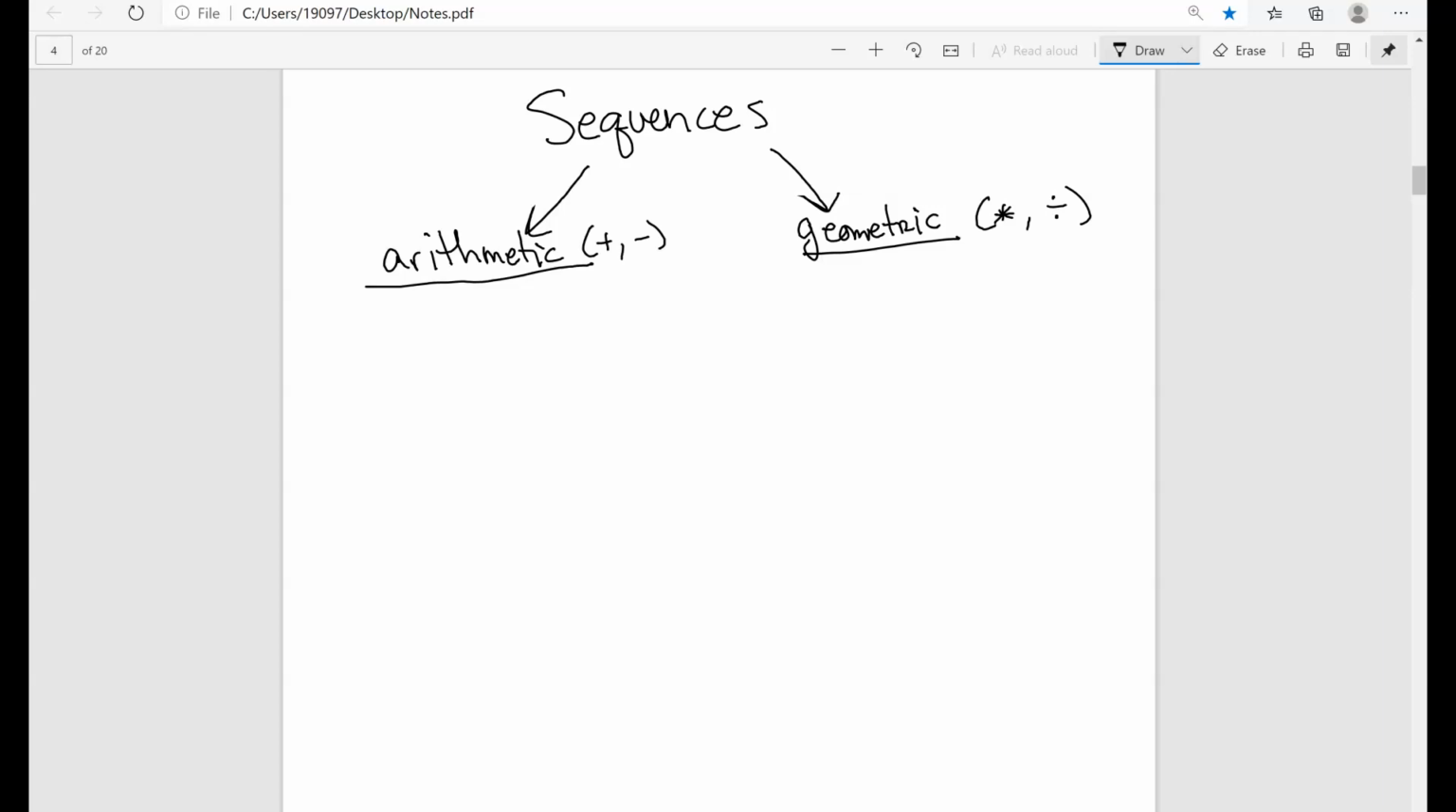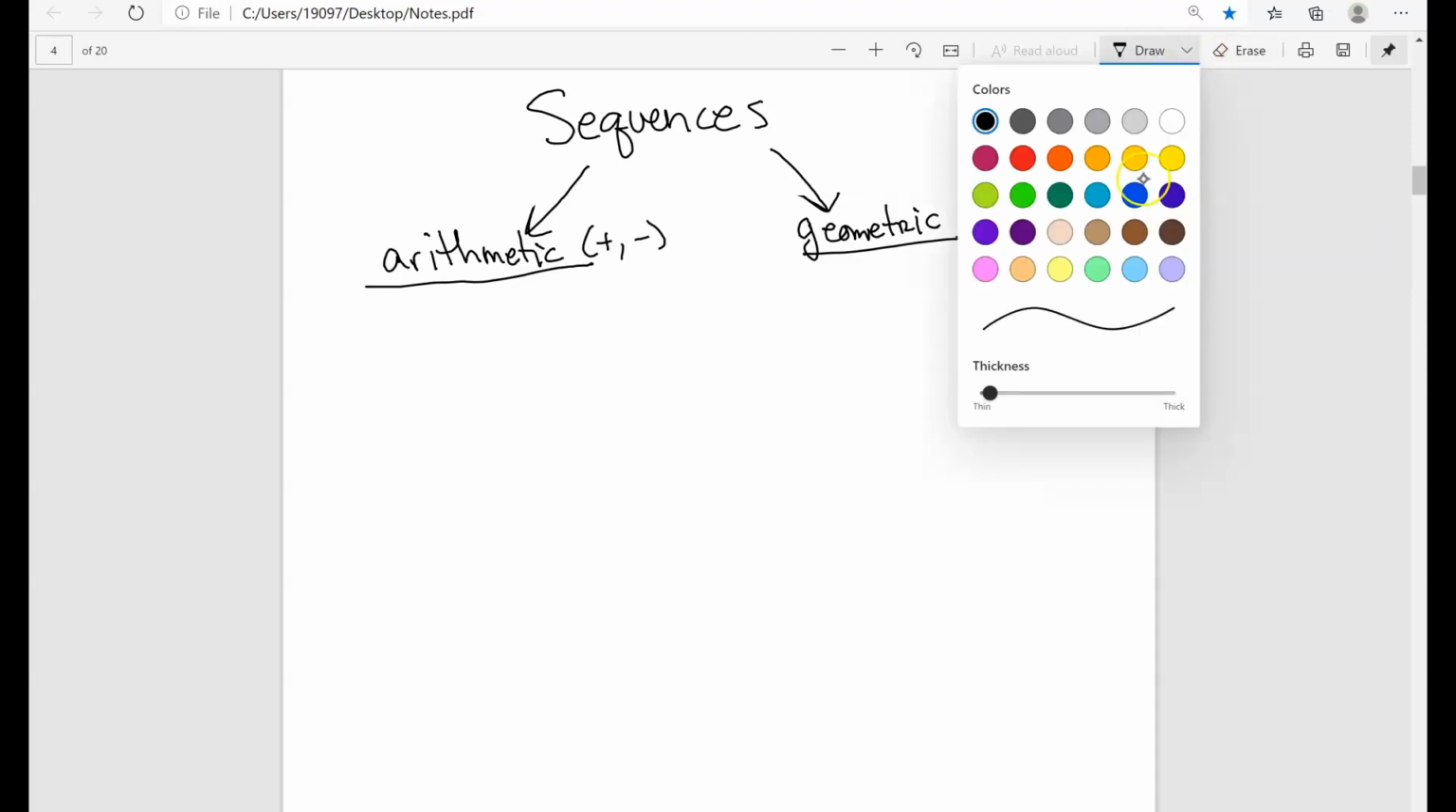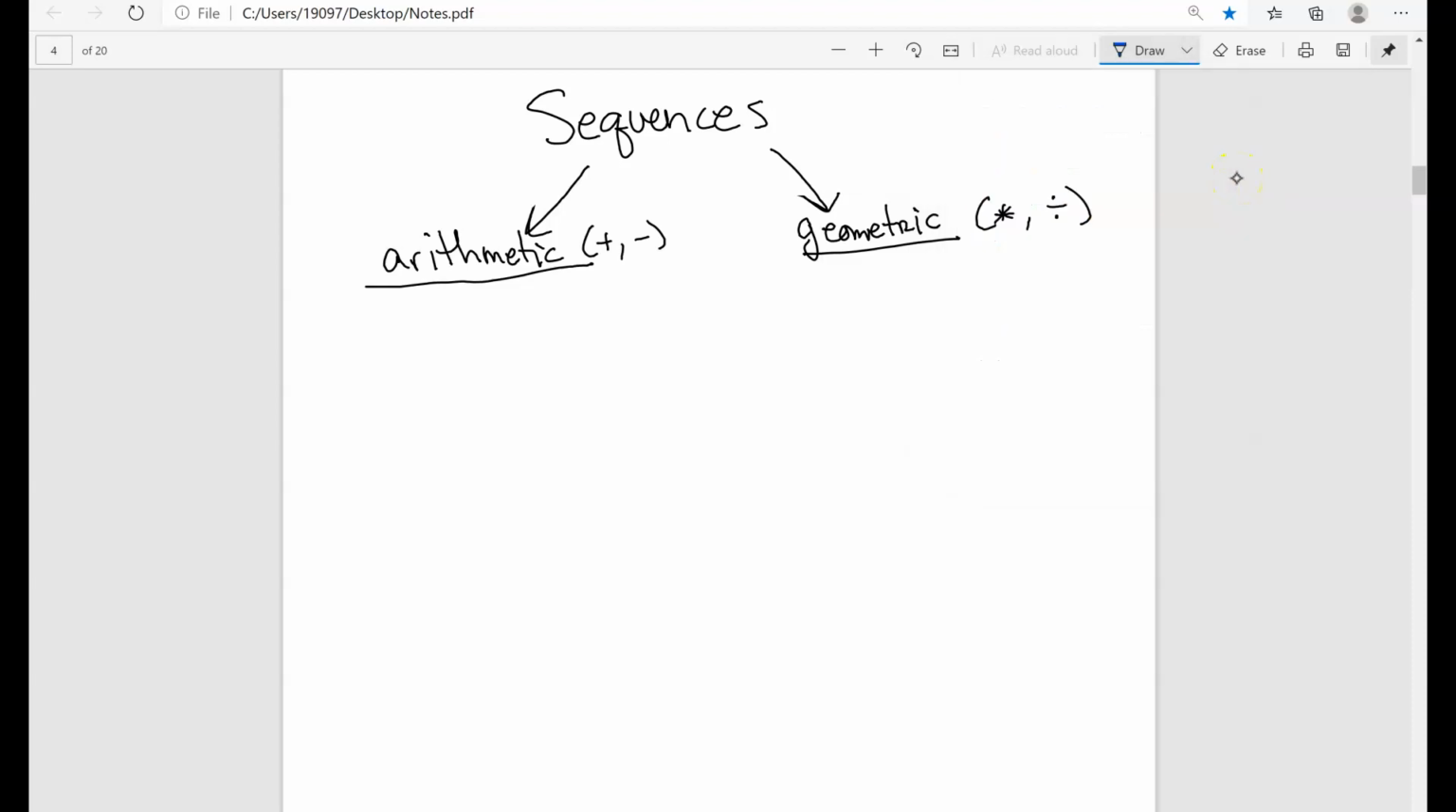So in this video, we're going to talk about sequences, and we're going to talk about two different types. The first one that we're going to talk about is arithmetic sequences. Arithmetic sequences, basically, there's a common difference between each individual term. So for example, let's say you had 3, 5, 7, then 9, and it continues.